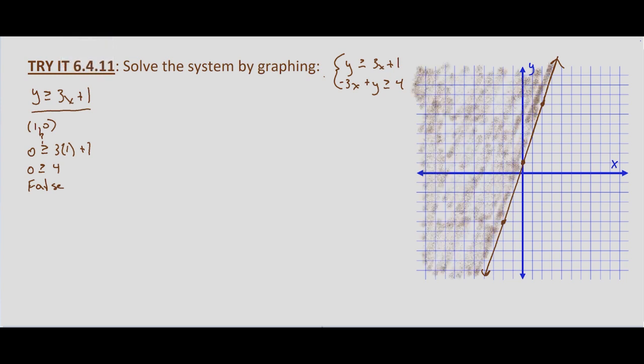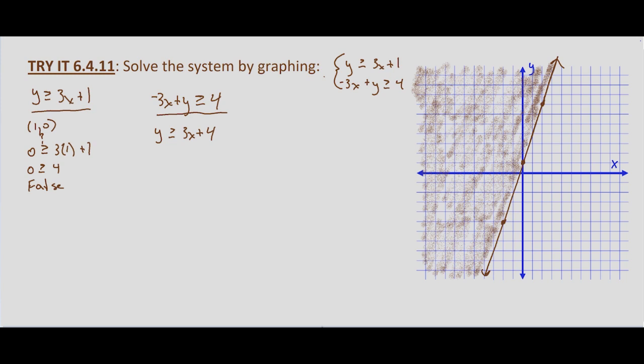And now we'll look at our second inequality. Negative 3x plus y is greater than or equal to 4. Now again, you can just plug in your x value and solve for y. Look for the y-intercept by using 0. What I like to do, though, is put it in slope-intercept form. So if we add 3x to both sides, that gives us y is greater than or equal to 3x plus 4. I'm going to go ahead and change the color for the graph.